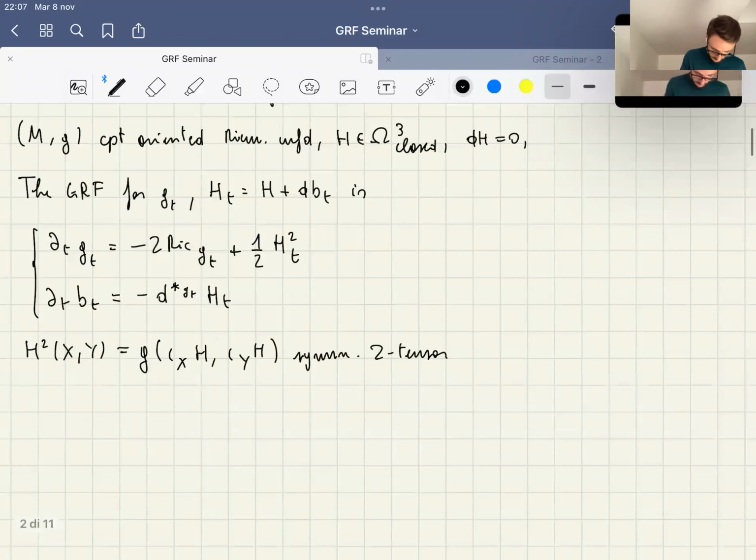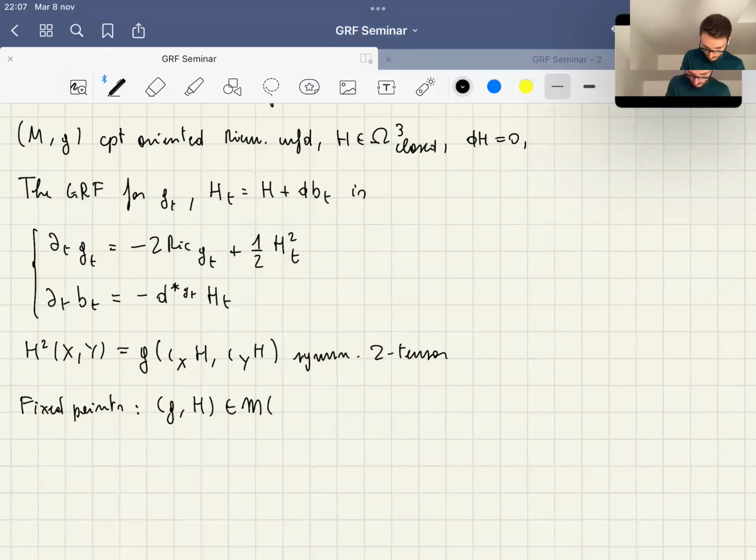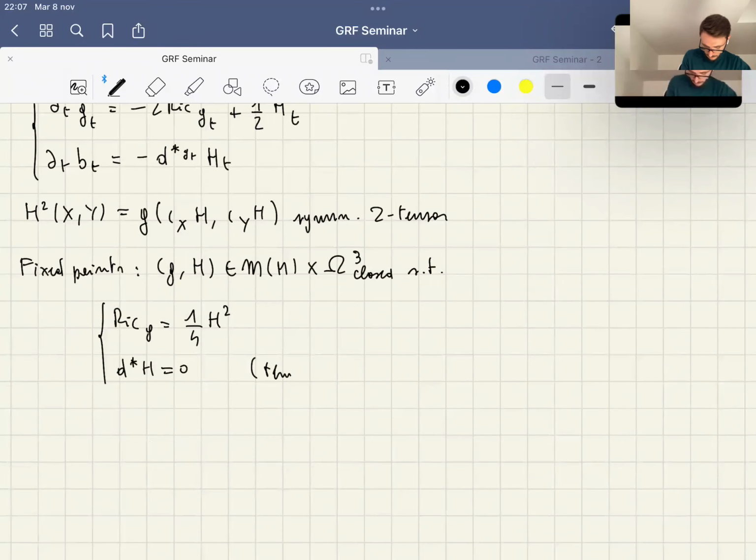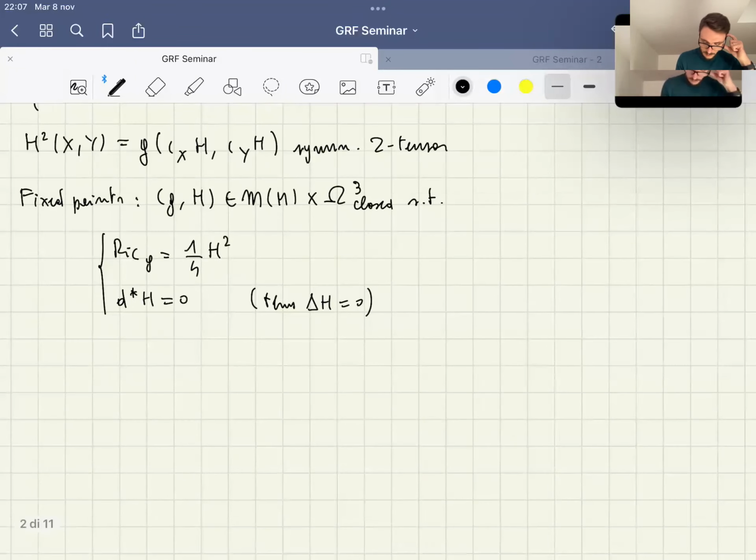So what are the fixed points of this equation? They are pairs, let's say (g, H), given by a Riemannian metric on the manifold and a closed 3-form H, such that the Ricci tensor of g equals 1/4 the symmetric 2-tensor H², and the codifferential of H is equal to 0. And so in particular, H is a harmonic 3-form. Now, these are the objects I'm interested in today.